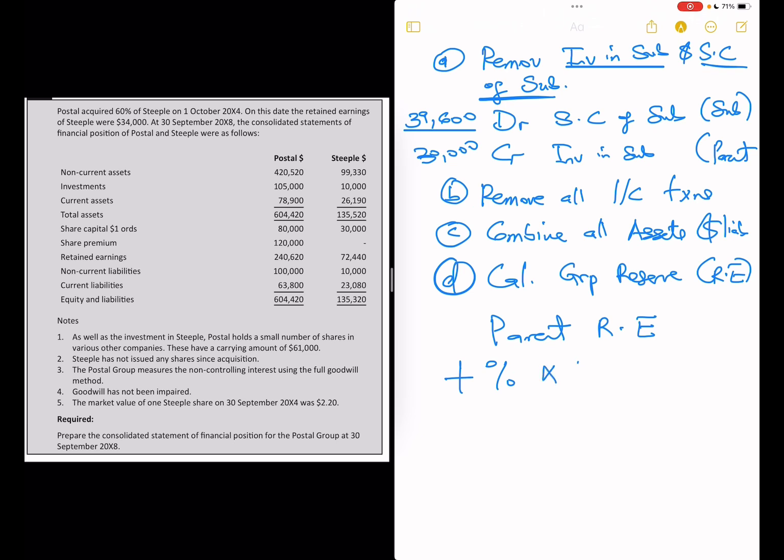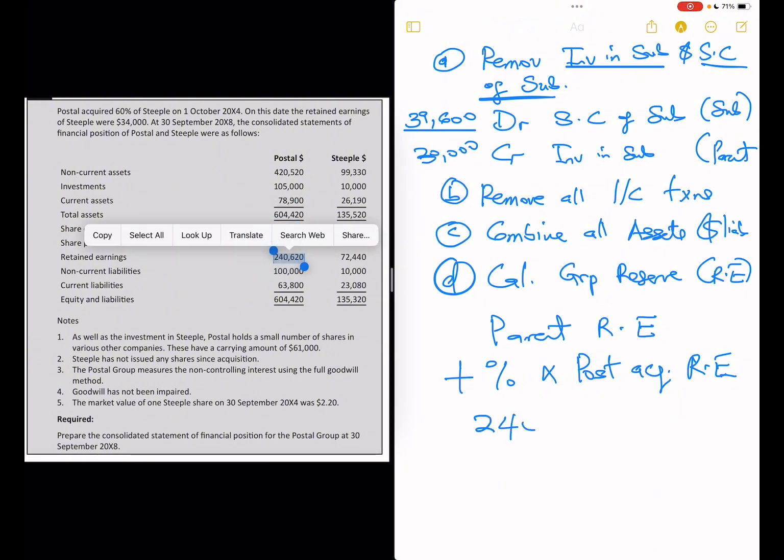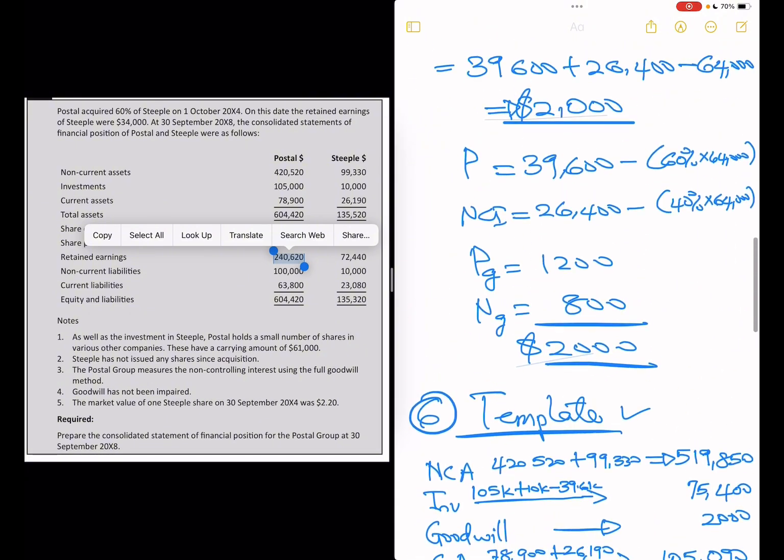multiplied by post acquisition retained earnings. So whether it's other reserves, valuation reserves, any reserve you have, this is the formula. So in this question, the parent reserve, which is parent retained earnings, was given to be 240,620. So plus this guy acquired 60%. So 60%, and we got post acquisition retained earnings, which we calculated sometime before.